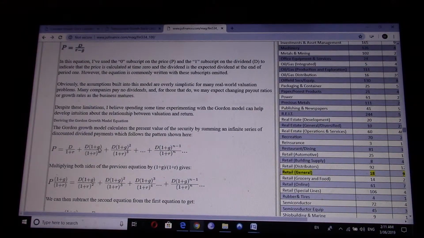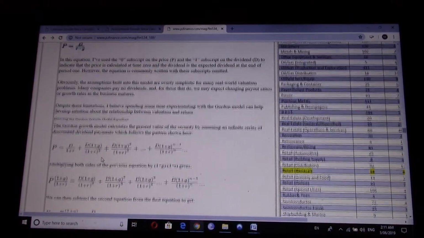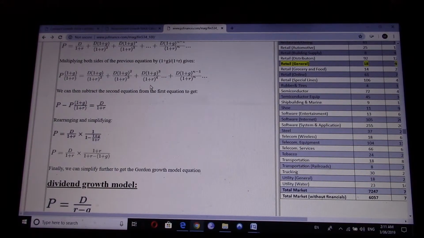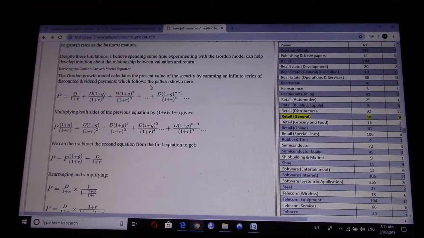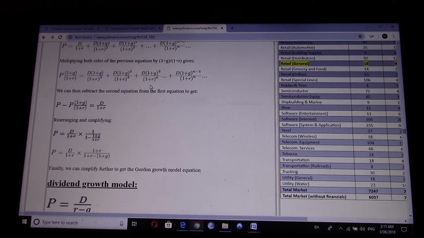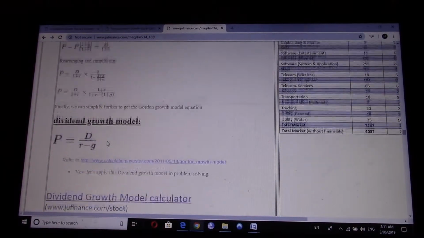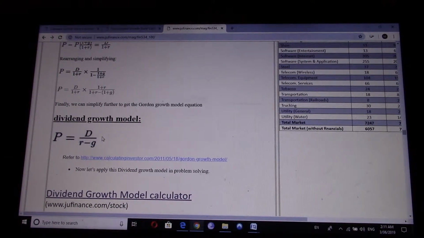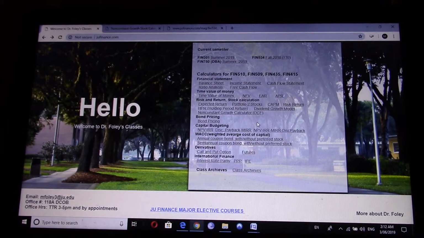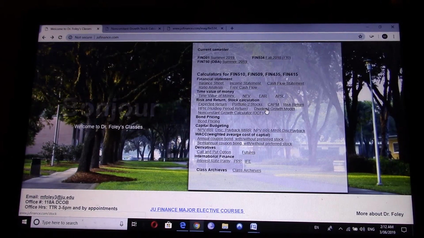Since we assume G is constant, this equation becomes this one. This is how to derive the dividend growth model. Now we can use this dividend growth model to calculate stock price. Stock price equals the next period dividend over R minus G. R is the stock return, G is the growth rate. You can find this model on the website. The constant dividend growth model is this one.